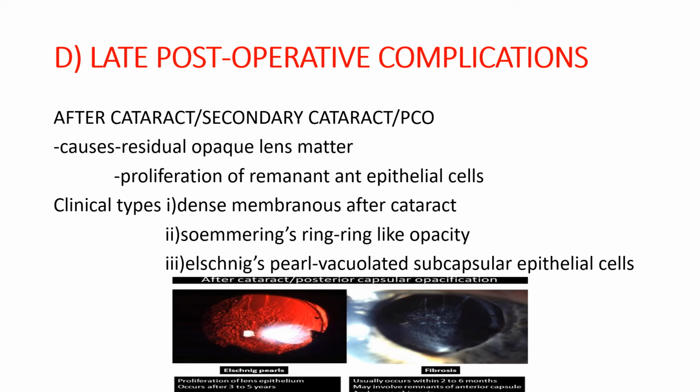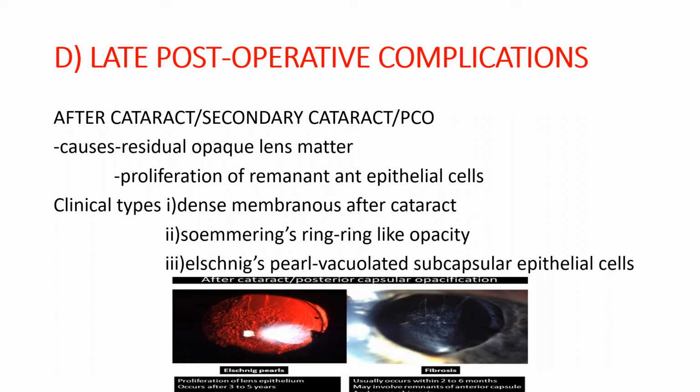Second one is the Soemmering's ring, in which the anterior epithelial cells get trapped between the anterior capsular rim and the posterior capsule, and they proliferate and form a ring-like opacity, which is called Soemmering's ring. In this slide, I don't have the Soemmering's ring picture. I have this dense membranous after-cataract, which is the second picture. And the third one is the Elschnig's pearl, in which vacuolated subcapsular epithelial cells are seen.